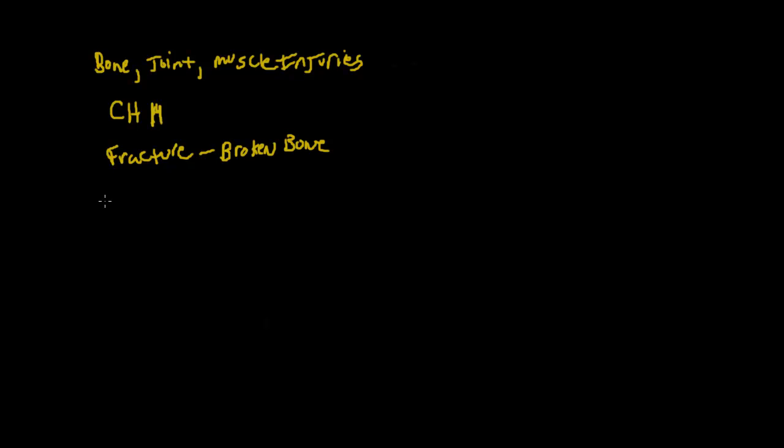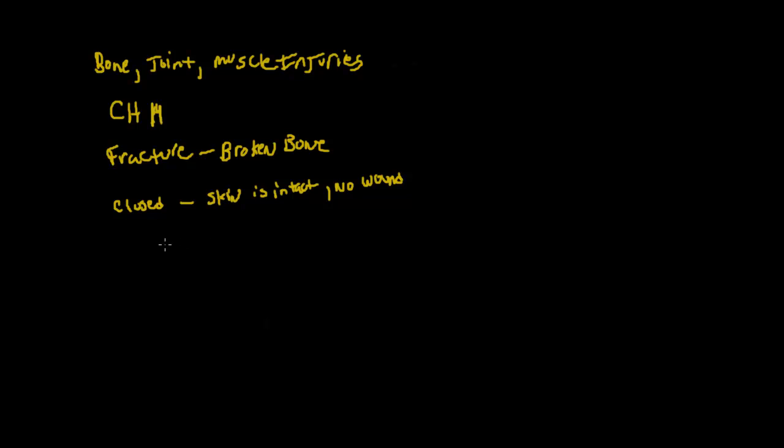We're going to talk about open and closed fractures. So let's talk about closed first. A closed fracture, the skin is intact, so it hasn't broken through. Essentially, the bone hasn't broken through the skin. There's no wound, but the bone is broken in some way.